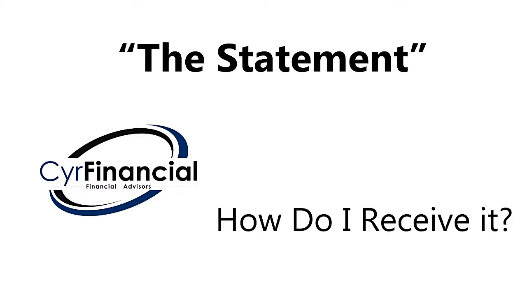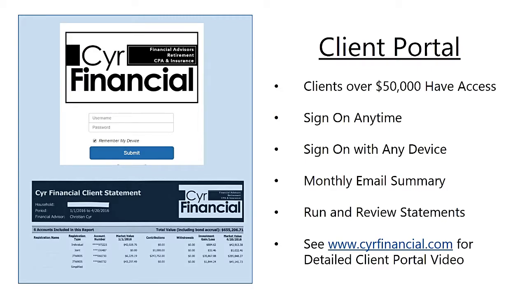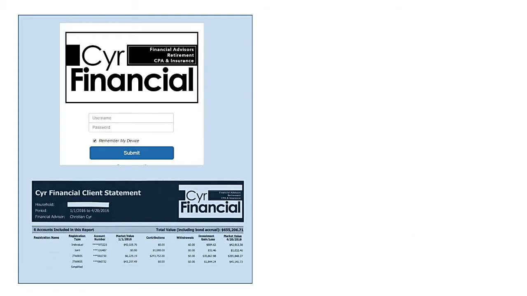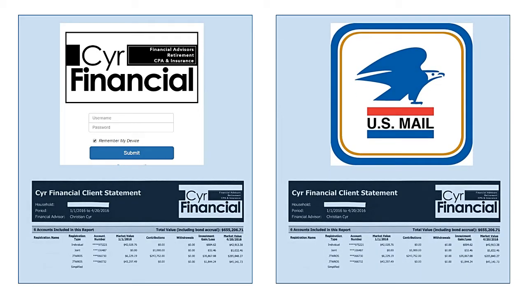The first thing to understand about the statement is that there are multiple ways to receive it. One way to access your statement is via the client portal. Clients with over $50,000 have access to the client portal. You can sign on to the client portal at any time using any mobile device or computer. In addition to reviewing your statements, you also receive a monthly email summary once you're on the client portal. Navigate to cyrfinancial.com for a more detailed instruction set of how to get on the client portal and navigate the client portal.